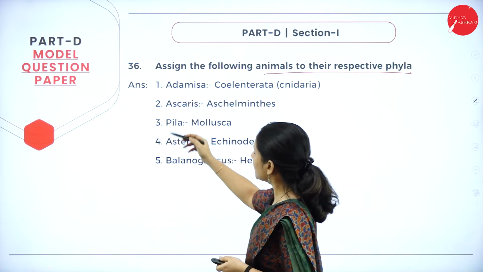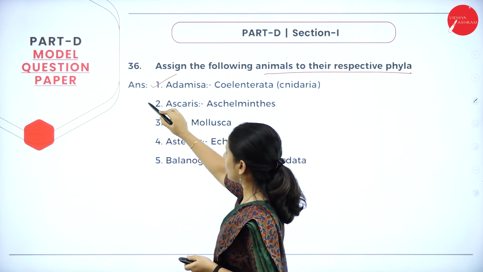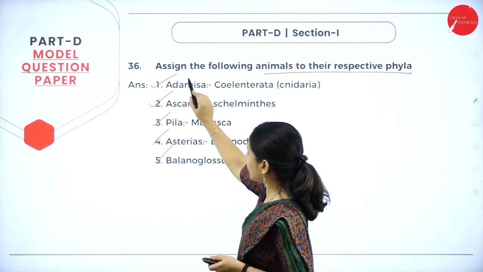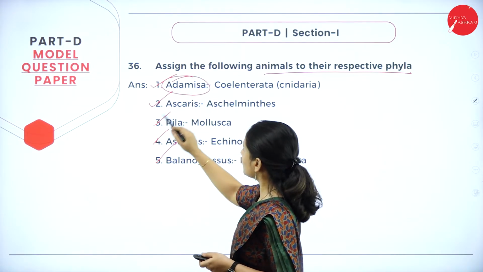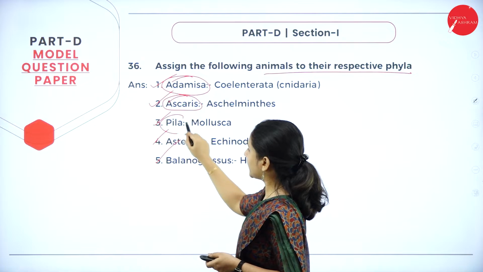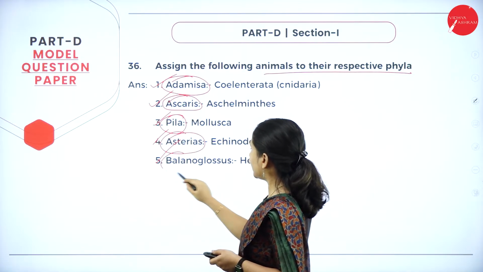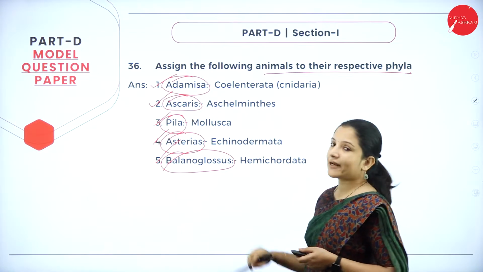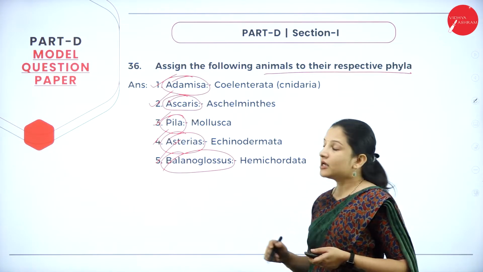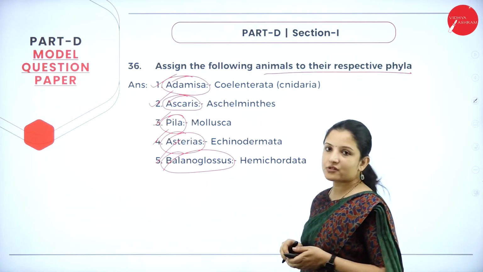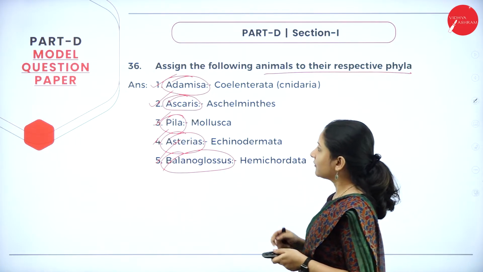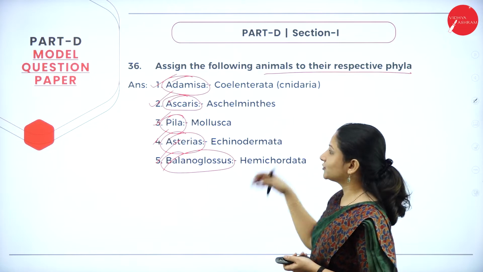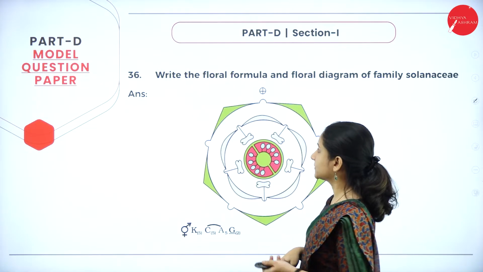If you can see here, they have given 5 questions: 1, 2, 3, 4, 5. They have given the names of 5 animals: Adamsia, Ascaris, Pila, Asterias, Balanoglossus. Now your work is, for each of these, to write which phyla they belong to. If you write all these correctly, you will get 5 marks, because each of these carries 1 mark. So like this also they can divide and ask the questions.